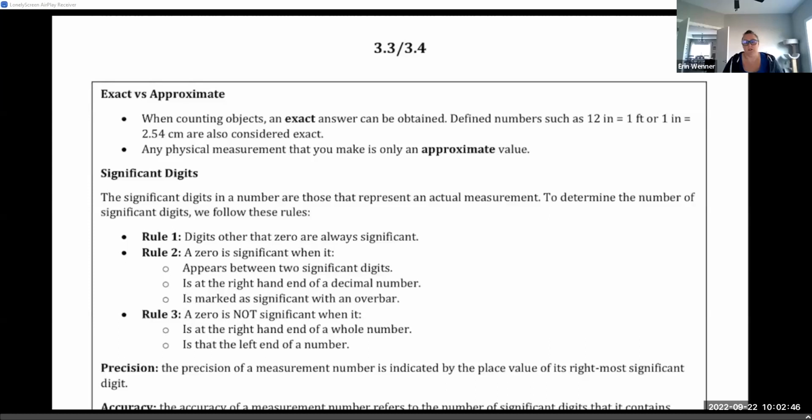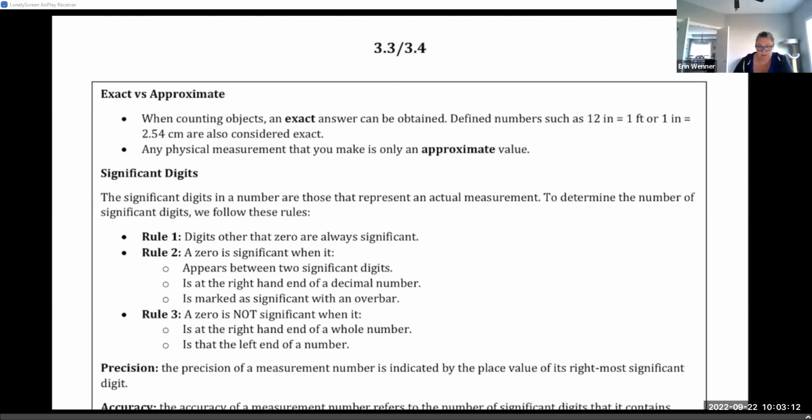There is a difference, or if you didn't print them, that's with significant digits. So if we look here, we have this idea of exact versus approximate. When counting objects, an exact answer can be obtained. Defined numbers such as 12 inches equals 1 foot, or 1 inch equals 2.54 centimeters are also considered exact. Any physical measurement that you make is only an approximate value.